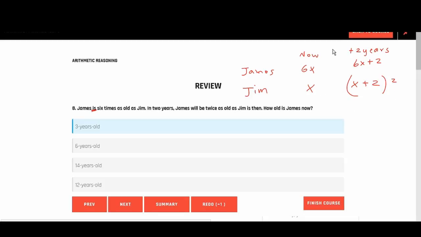Now we got to solve for x, and we got to figure out how to do it. What I'm going to do is, using this plus 2 years, I'm going to solve for x, and then that's going to tell me how old James and Jim are accordingly. So let's go ahead and do that. I have 2 times x plus 2 equals 6x plus 2. Oh, that's a 2 out there, not an x. Let me fix that real quick. 2 times x is 2x. 2 times 2 is 4. Again, I just took this 2 and distributed it to this x, and then distributed it to this 2.